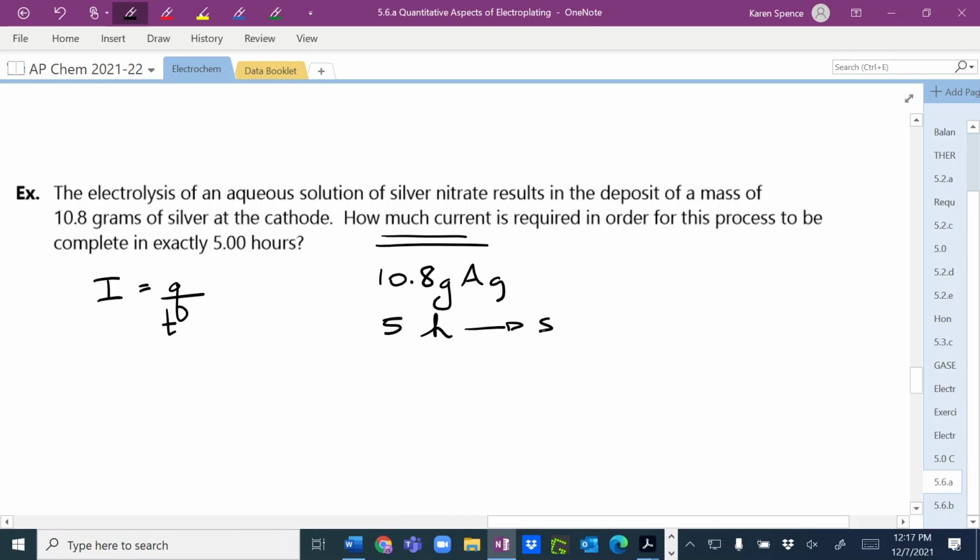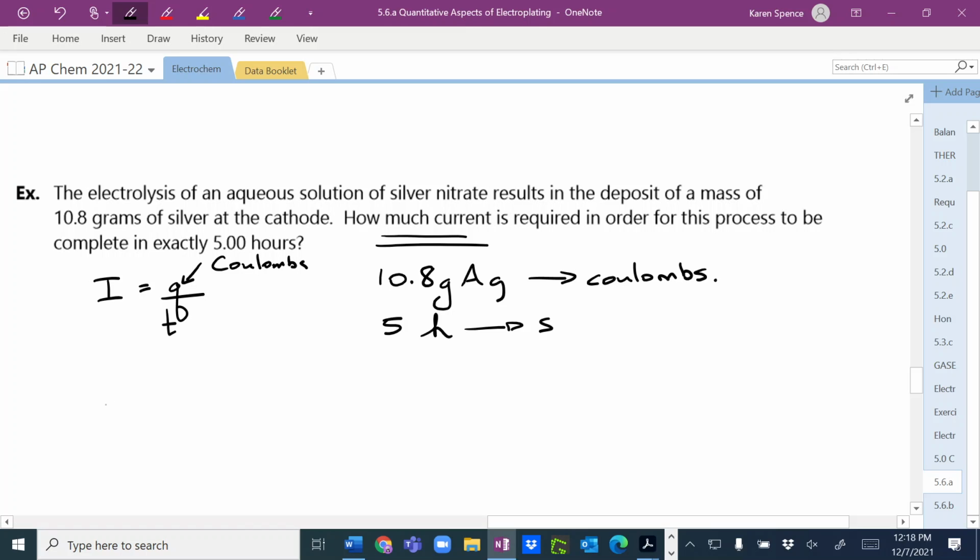Wouldn't it be nice if we could convert grams into charge? What is charge measured in? Coulombs. Can we convert grams into coulombs? Well, we better hope so. Yes, we will be able to. Okay, this question would not work if we couldn't. Do you want to do this the longer way or the shorter way?